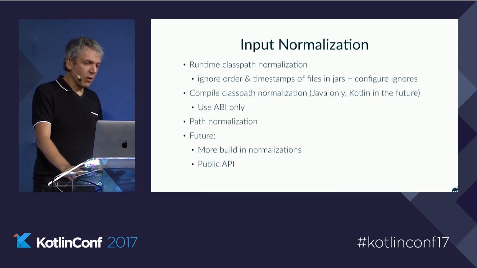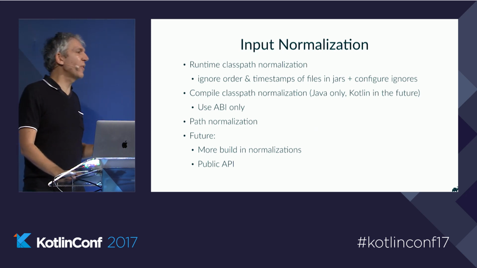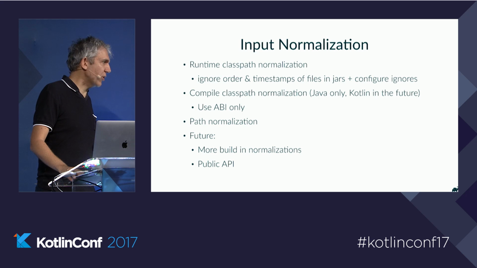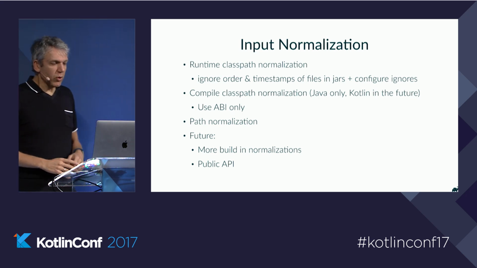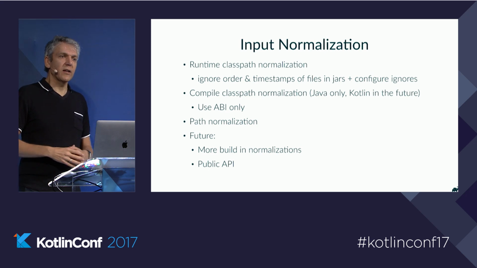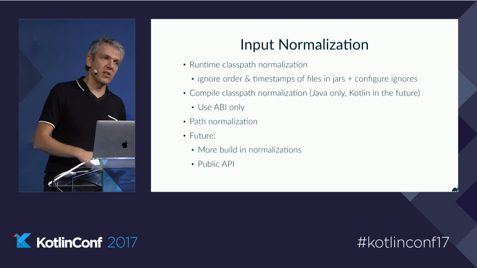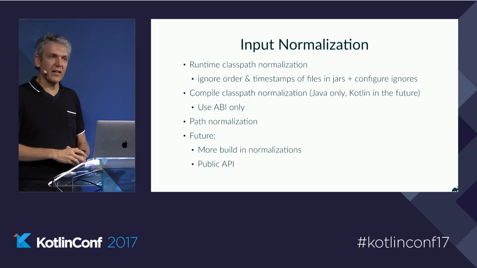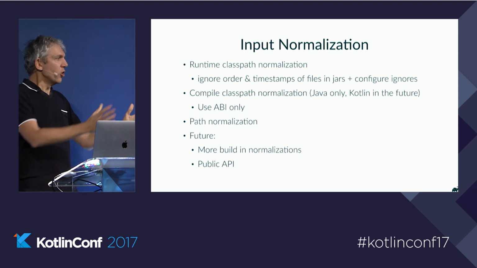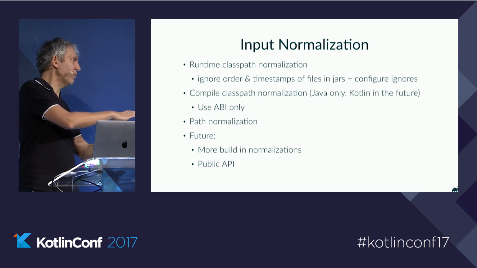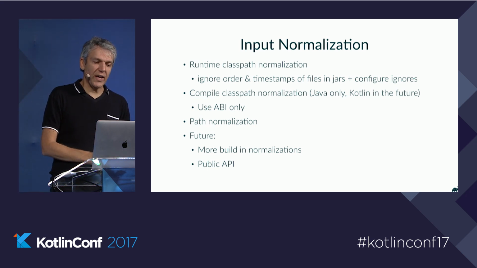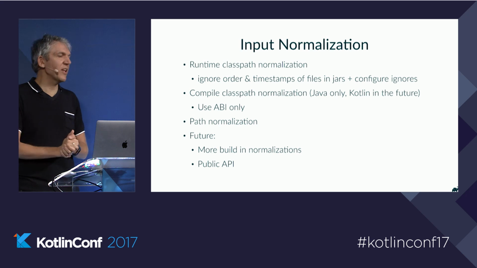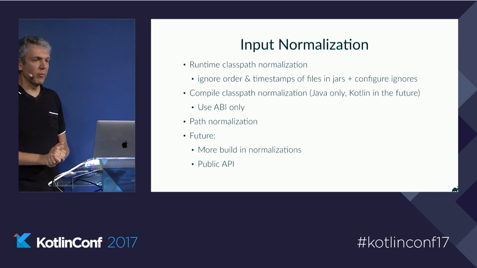Then, very interesting, and I will talk about that later in more detail, is path normalization. That is very important for cacheability. Let's talk about that in 5 minutes. And in the future, we will work on more built-in normalizations, so that you can define certain properties, like timestamp properties, that should not be taken into consideration. At the moment, you have to do workarounds like the one on the slide before, but we will provide better out-of-the-box solutions for that. And finally, we want to make it a full public API so that you can define your own normalizations.